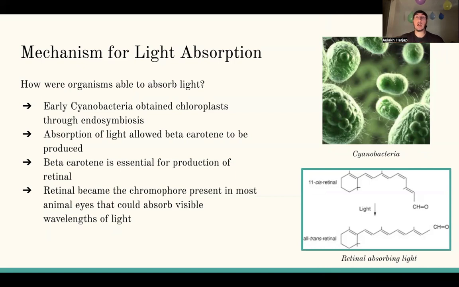This process eventually allowed for beta carotene, a derivative of vitamin A, to be produced, and this compound is essential to the production of retinal. Retinal, as shown in the bottom right of your screen, then became the chromophore present in all types of eyes that is able to absorb visible wavelengths of light.